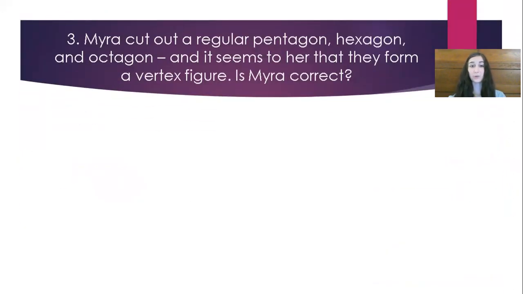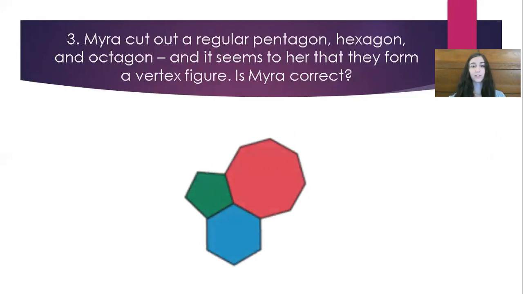Now moving on to question 3. Myra cut out a regular pentagon, hexagon, and octagon, and it seems to her that they form a vertex figure. Is Myra correct? Well, when you first take a look at this image, it looks like Myra is correct because to be a vertex figure, there can't be any gaps between the shapes and they can't overlap. So right here, this is where it forms the vertex. And they're not overlapping, and there's also not any gaps. So it looks like she did it perfectly.